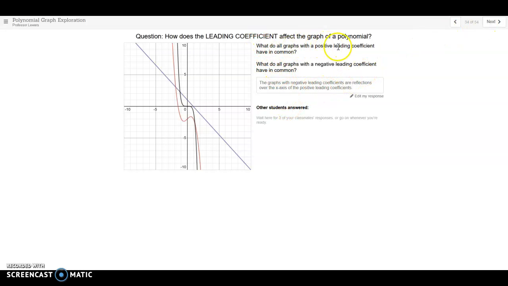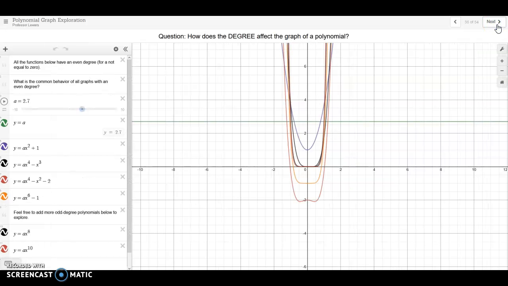So what do all graphs with a positive leading coefficient have in common? And what do all graphs with negative leading coefficients have in common? I'm going to ask you to pause and type up your own response right here. You can see my response is already here, that the graphs with negative leading coefficients are reflections over the x-axis of the corresponding positive polynomial. So pause, and once you type in your own response, go ahead and submit to class. And then let's go to slide 5.